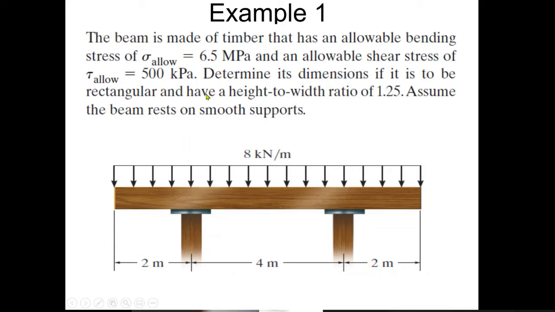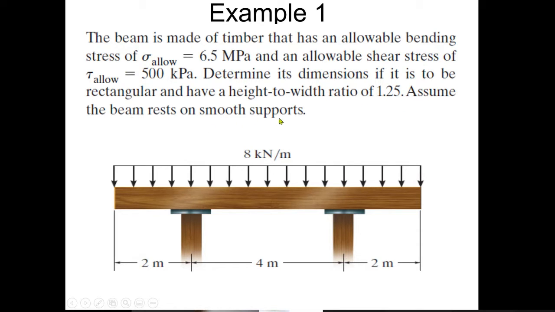The section is also rectangular, so take note of this rectangular section. The height to width ratio, they have given the ratio. Once you get one dimension, you can adapt this ratio to find the other dimension. This ratio you also have to maintain. These are the conditions given to you. According to this design, they should maintain this ratio.